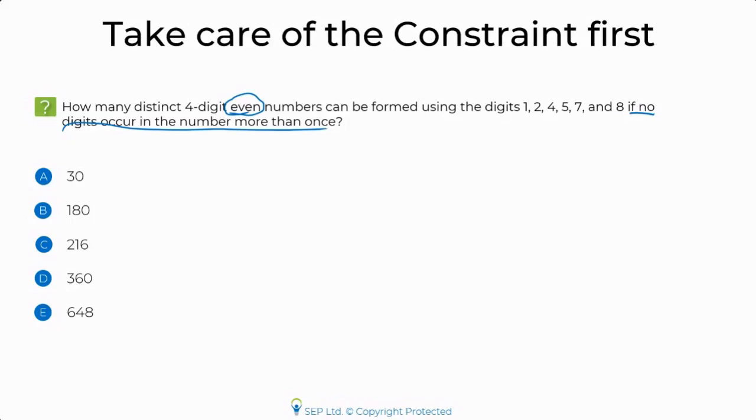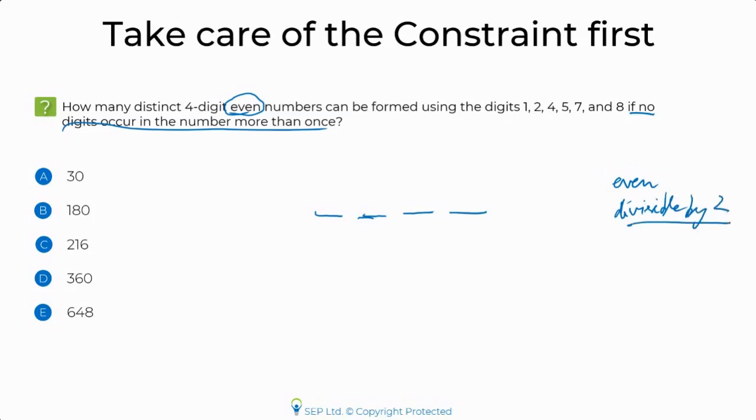Okay, so let's solve this. So we know we have to fill four spaces. So let's draw four spaces, and we have a constraint. We have a constraint that this number has to be even. Now, when is a number even? An even number should be basically divisible by 2. And when is a number divisible by 2?